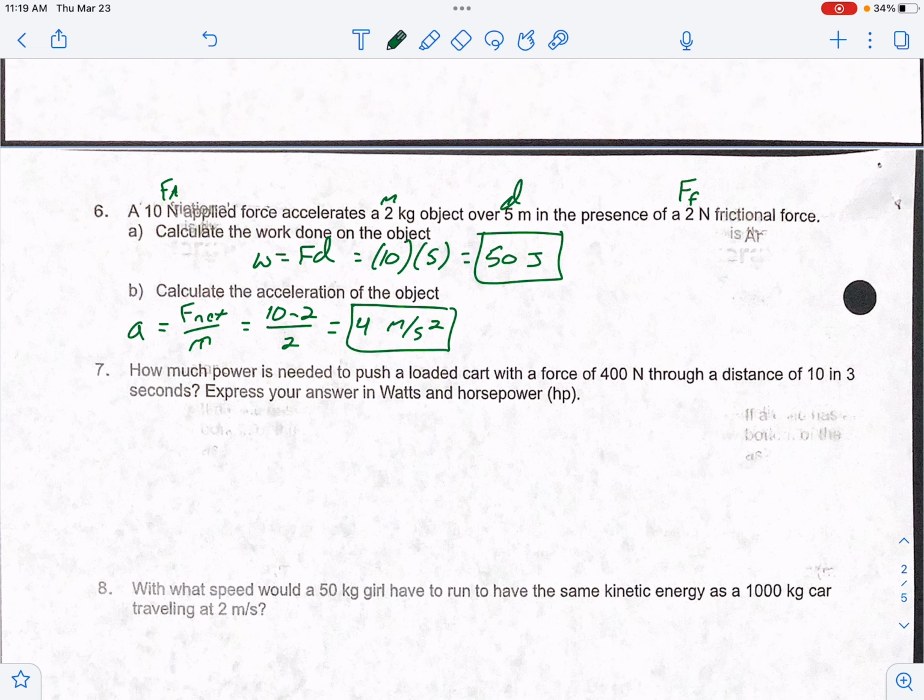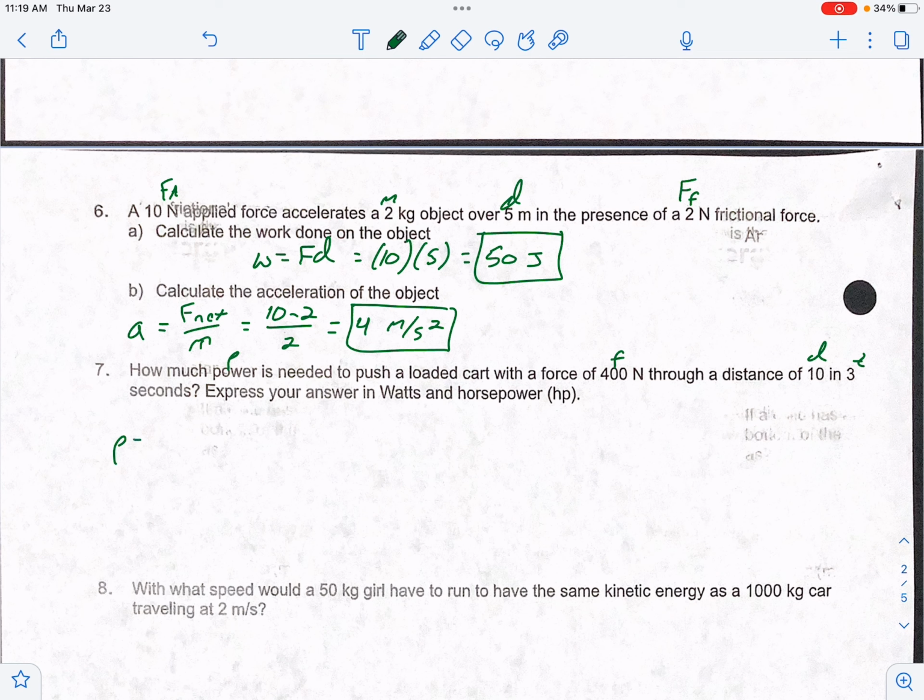Okay, number 7, how much power is needed? So we're looking for power. It is needed to push a loaded cart with a force of 400 newtons. So there's your force. Through a distance of 10, I'm assuming that's 10 meters, so there's distance, and I gave you time, which is 3 seconds. Express your answer in watts and horsepower.